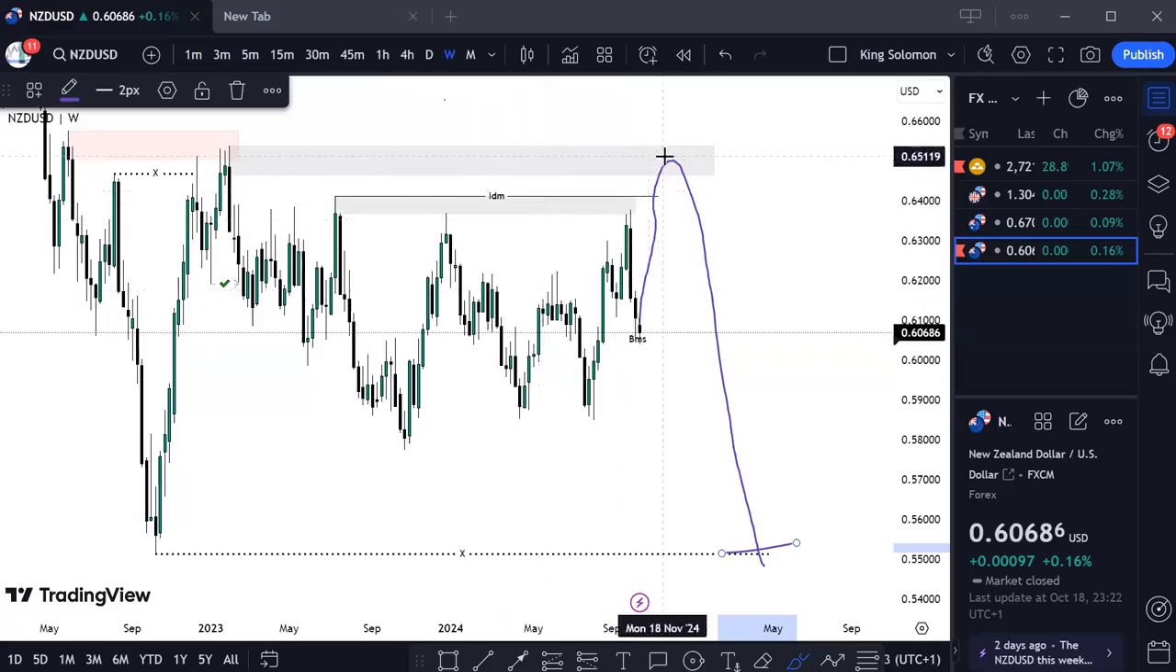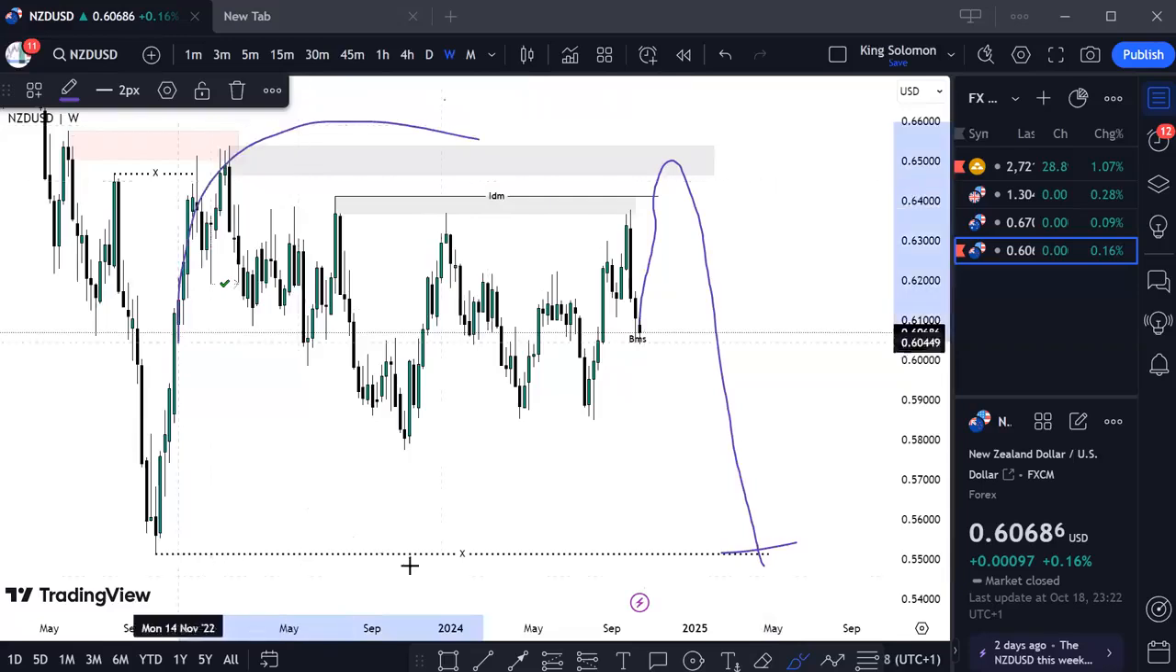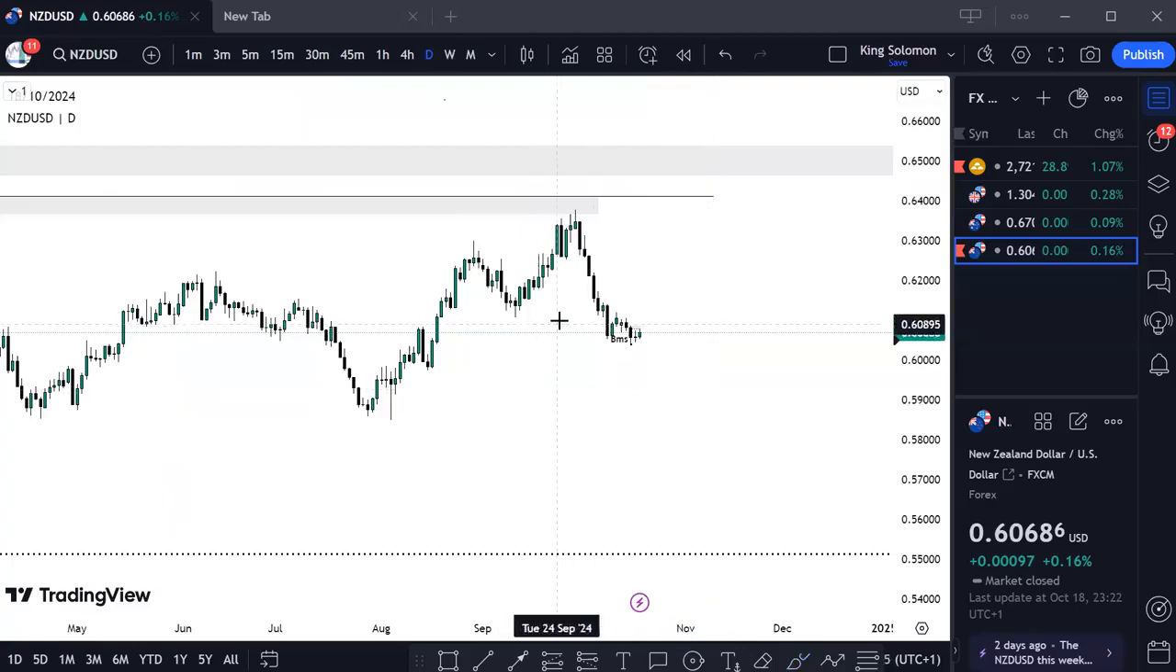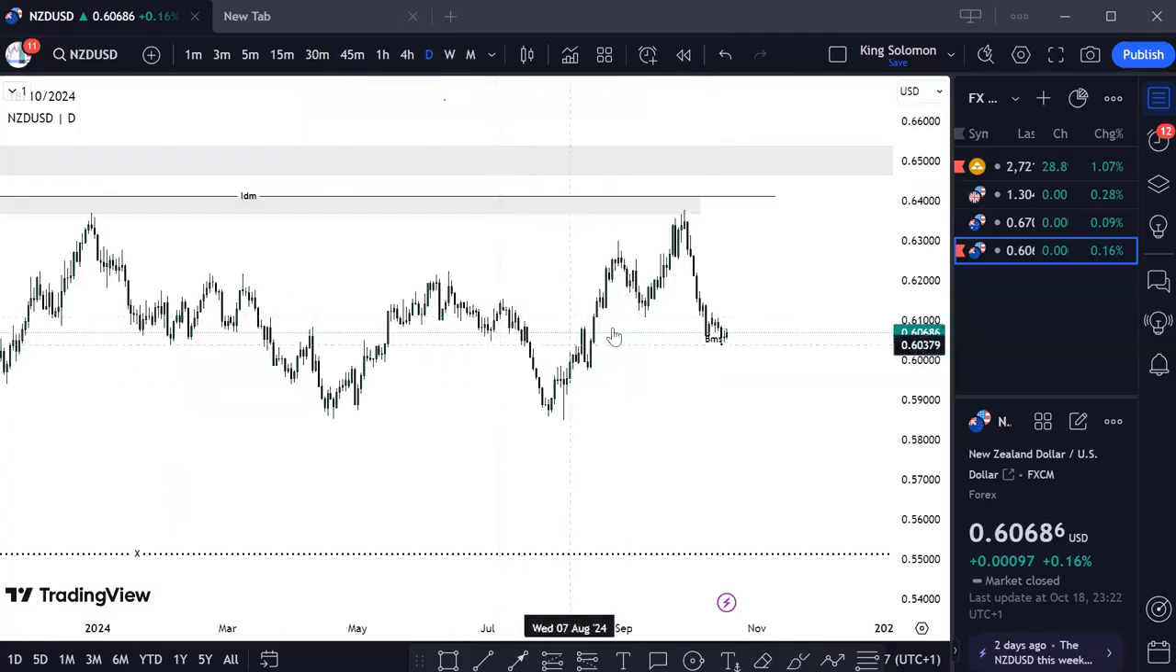Price might not even tap into this high yet in a week's time or two weeks' time, but this is just my bias from the higher time frame. So on the lower time frame, you might want to dive down to the daily time frame. You might want to mark out your favorite demand zones and all of that.